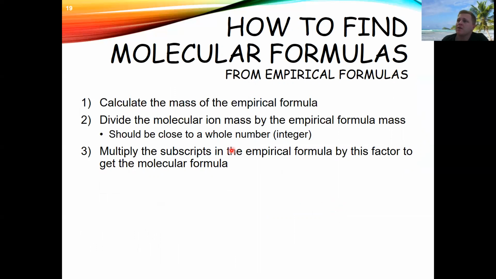All right, now, how do we find our molecular formula from our empirical formula? The way we're going to have to do it is we're going to calculate the mass of the empirical formula. These are the steps I just did. Divide the molecular ion mass by the empirical formula mass. And this should get you really close to a whole number. And then we're going to multiply the subscripts of the empirical formula by the factor that we calculated in step 2 to get the molecular formula.